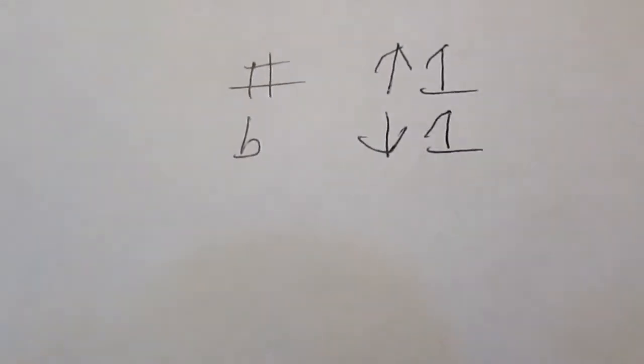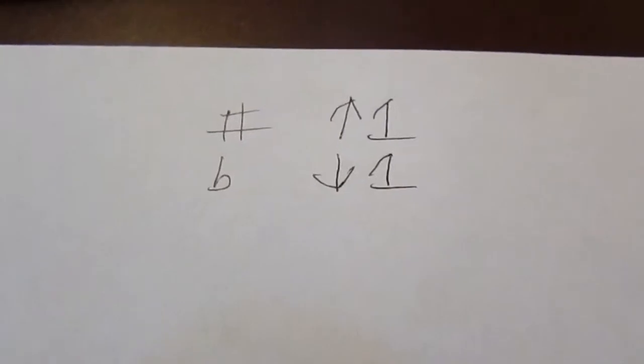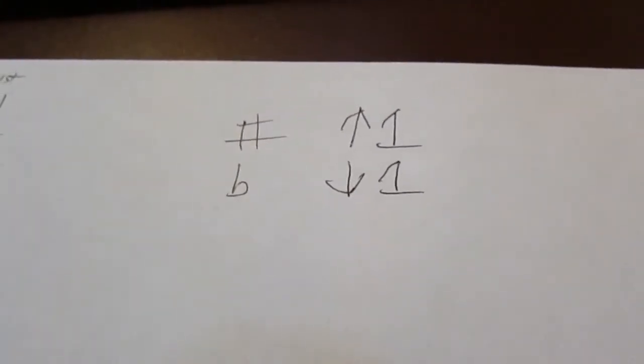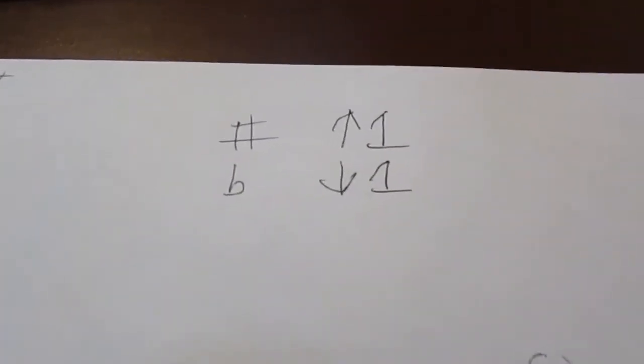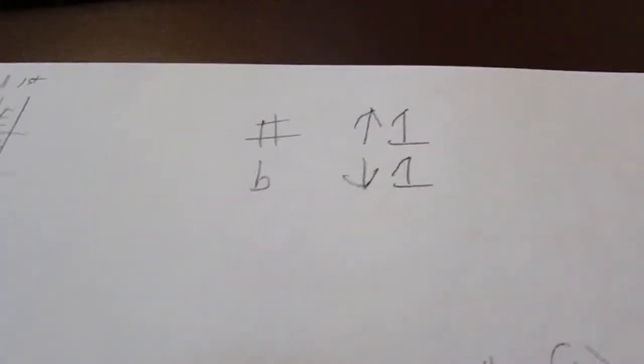So what does flat and sharp mean? Flat and sharp mean one above or one below. So when we say C sharp, we're saying C, one up. And when we say C flat, that would mean C, one down.